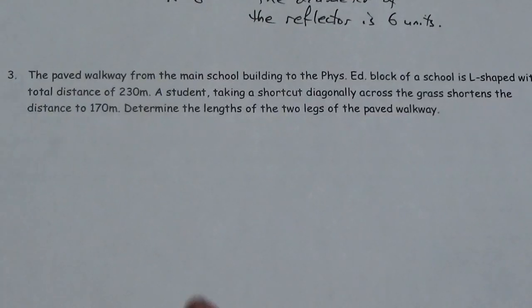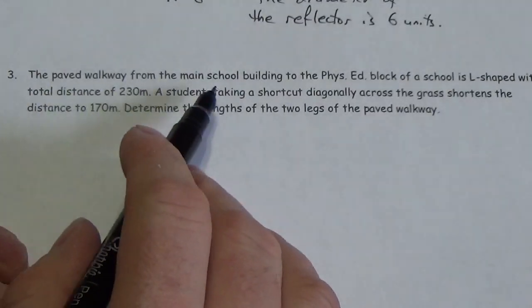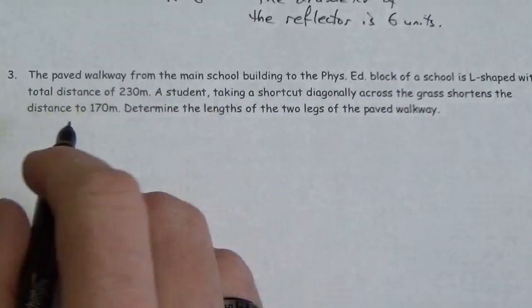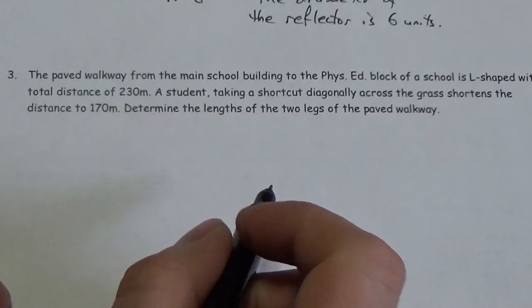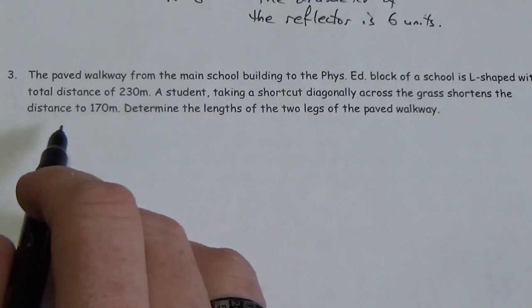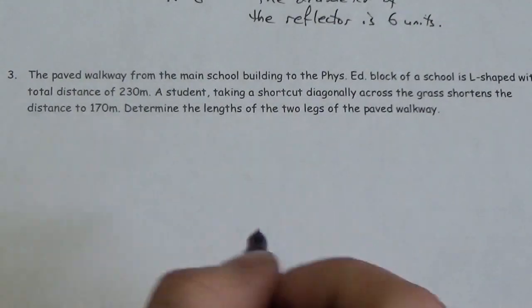Okay, for this next problem, let's have a little look at it here. The paved walkway from the main school building to the phys ed block of a school is L-shaped with a total distance of 230 meters. A student taking a shortcut diagonally across the grass shortens the distance to 170 meters. Determine the lengths of the two legs of the paved walkway.